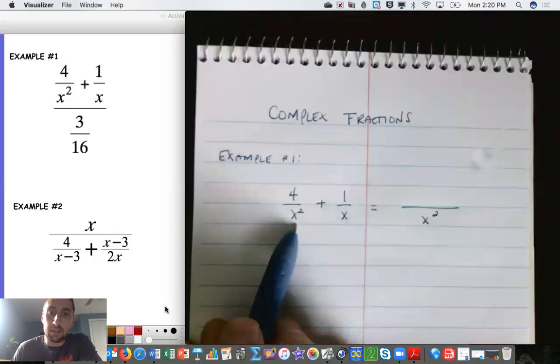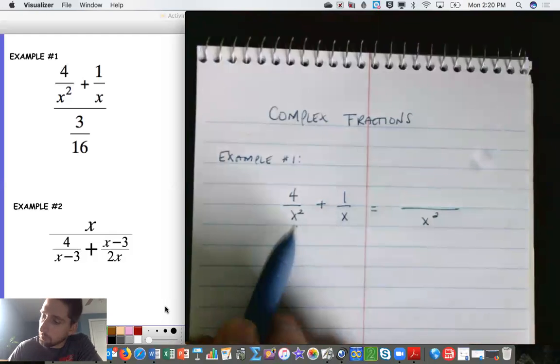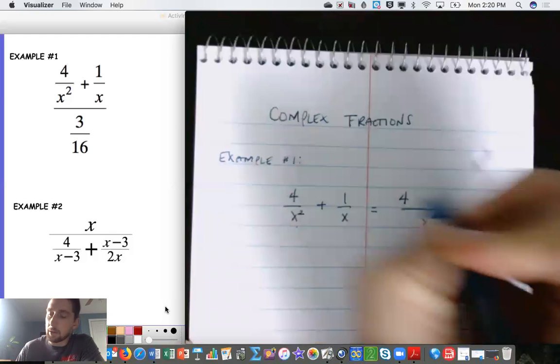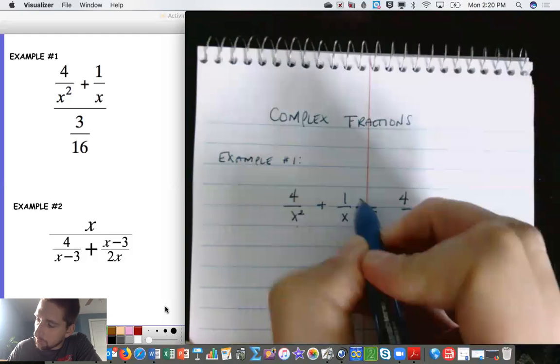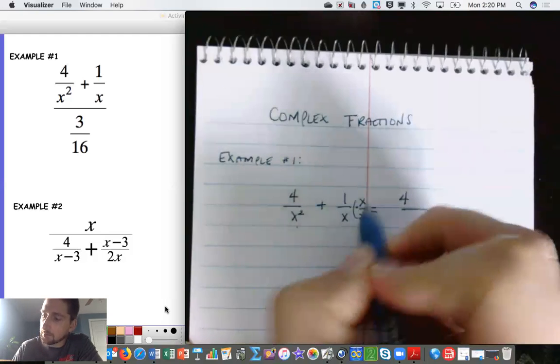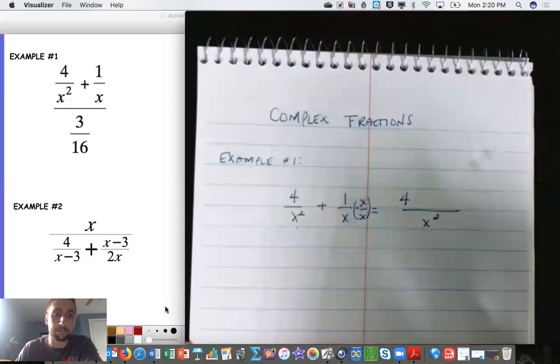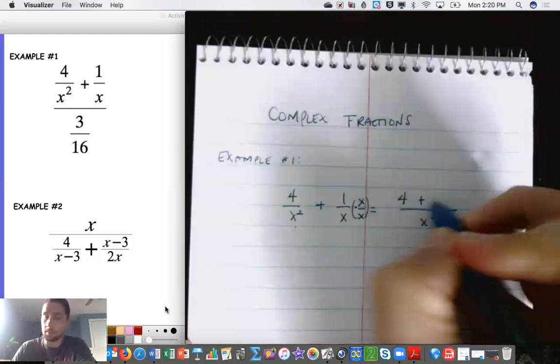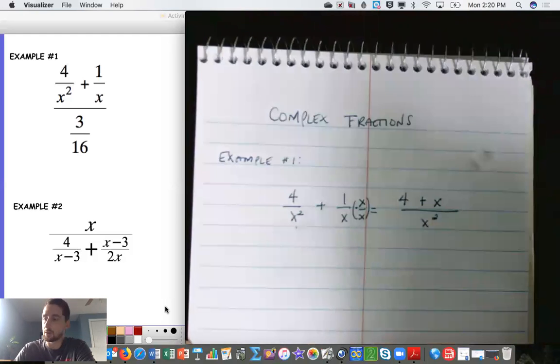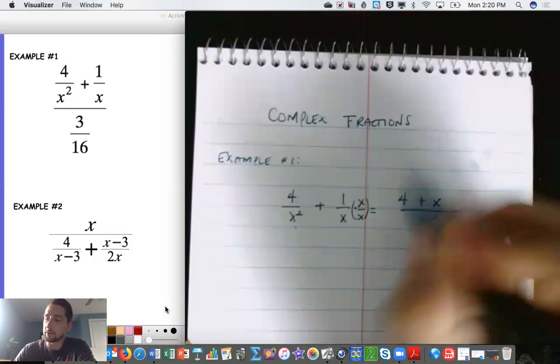which means I don't need anything in my denominator here, so the 4 remains the same, but I do need an x here in my denominator. So what I'll be doing is I'll multiply the numerator and the denominator both by x, or essentially 1. So then I'll have 4 plus x up top. That is not my final answer because that is my numerator.